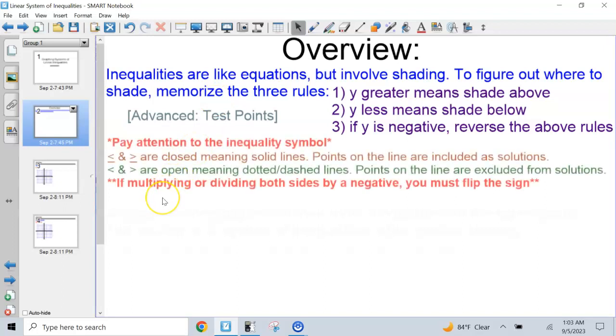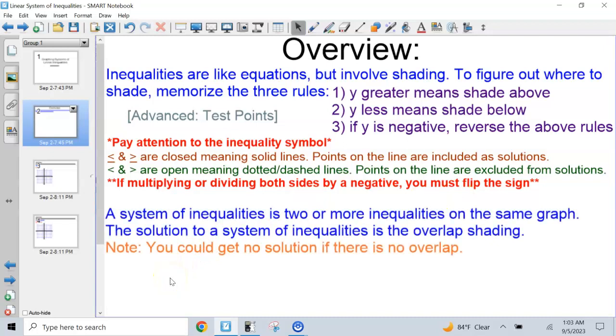Anyways, you need to pay extra attention to the inequality symbol. If you see the less than or equal to and the greater than or equal to, so you see that little equal sign underlined underneath, that means it's closed, solid lines. Points on the line are included as solutions. If you see the less than symbol and the greater than symbol, meaning the equal sign underlined underneath is missing, that means it's open, dotted, or dashed lines. Points on the line are excluded from the solution, so they do not count in the answer. If you do algebraic manipulation and you multiply or divide both sides by a negative, make sure you flip that sign.